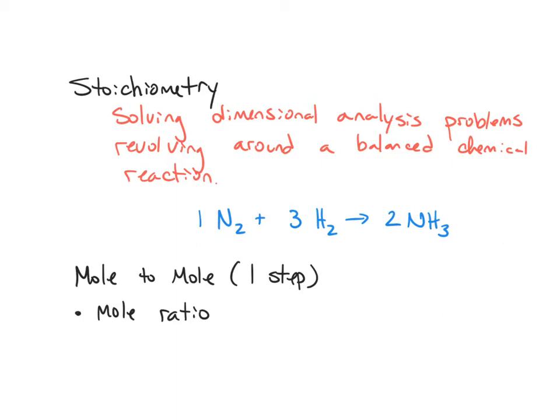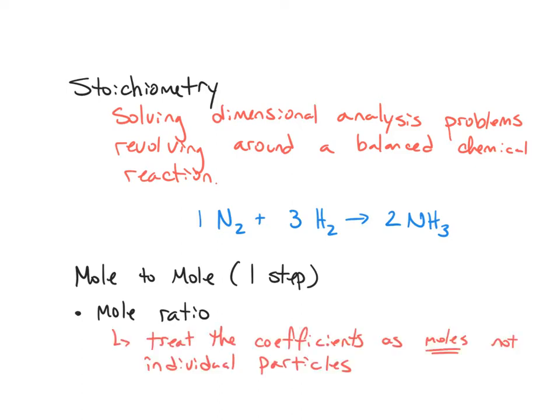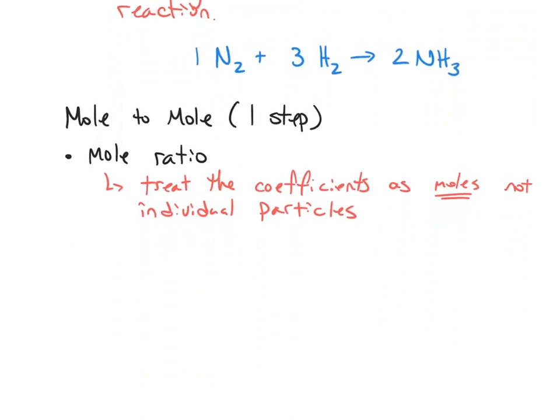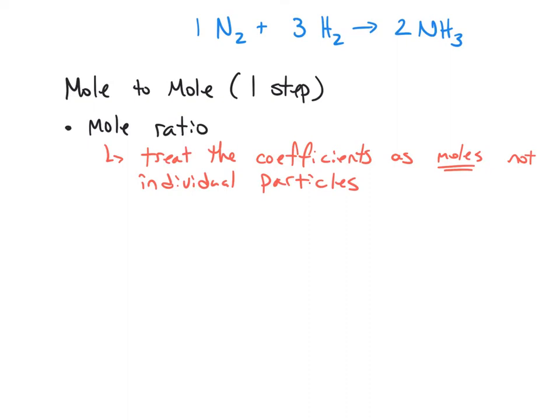And so this reaction happens in a 1:3 ratio. For every 1 nitrogen, you use up 3 hydrogens, and as a result, you produce two NH3s. So in the mole ratio, we're going to treat the coefficients as moles, or whole quantities of these molecules, rather than individual particles. And when you do that, you can describe a chemical reaction in terms of its mole-to-mole ratio.